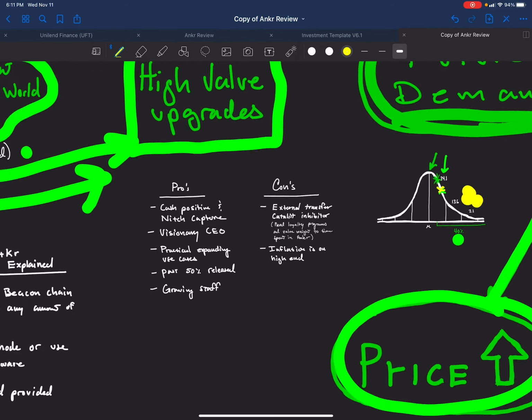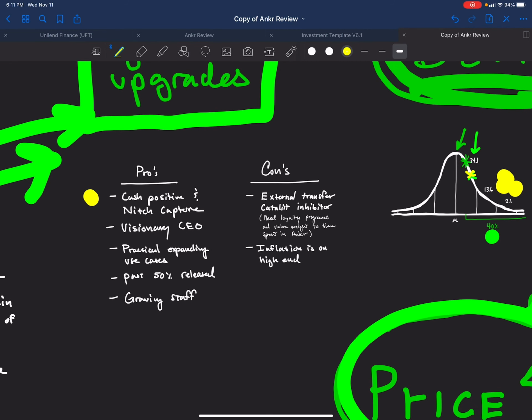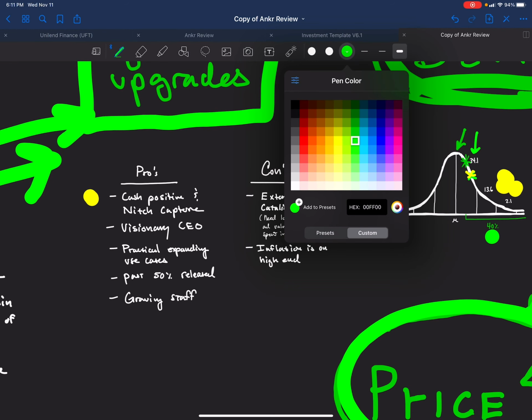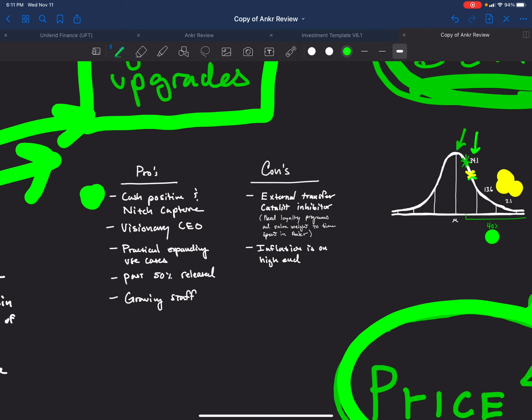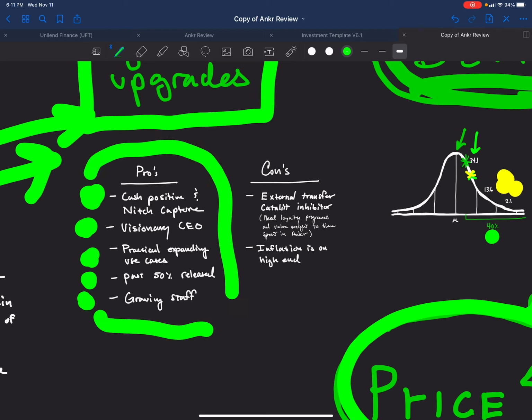All right, and finally, the final assessment. The pros: they're cash positive with a niche already working, a visionary CEO, practical expanding use cases, past 50% released, and they've got a growing staff. They are growing rapidly. They are a good project. Cons: the external transfer catalyst inhibitor, like companies could potentially leave in the future if they want to just write out these services for themselves once they're well established. And the inflation rate on this is kind of high.